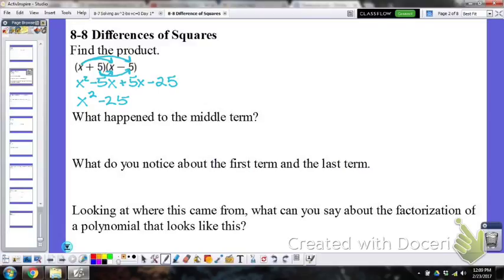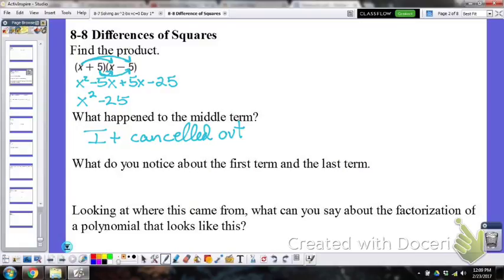So what happened to the middle term? Meaning, what happened to the term with just an x? In everything we've worked with so far, there's been something in the middle. Well, what happened to the middle term in this one is it canceled out.